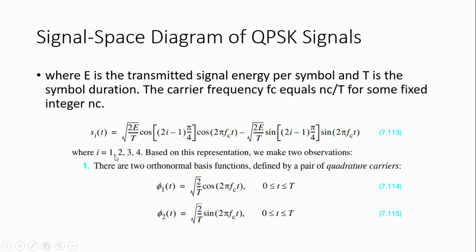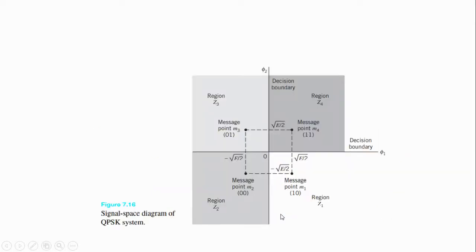Here i value ranges from 1, 2, 3, 4 and there are two orthonormal functions, phi 1 of t and phi 2 of t. Here phi 1 of t is equal to square root of 2 by T cos 2 pi fct and phi 2 of t is equal to square root of 2 by T sin 2 pi fct. Here the t value ranges from 0 to T and here two bits are transmitted at the same time. The symbol may be 0 0, 0 1, 1 0 or 1 1.